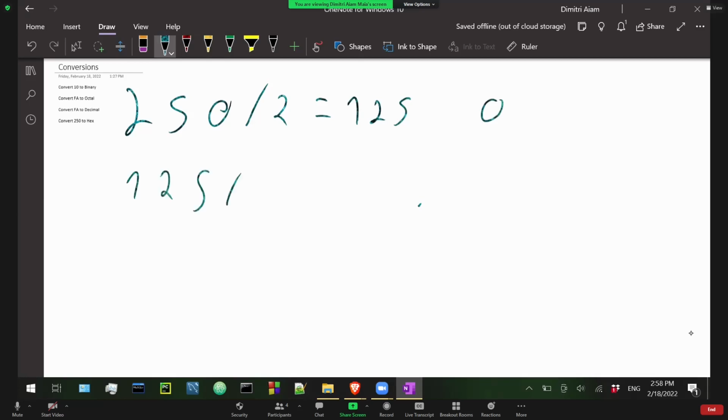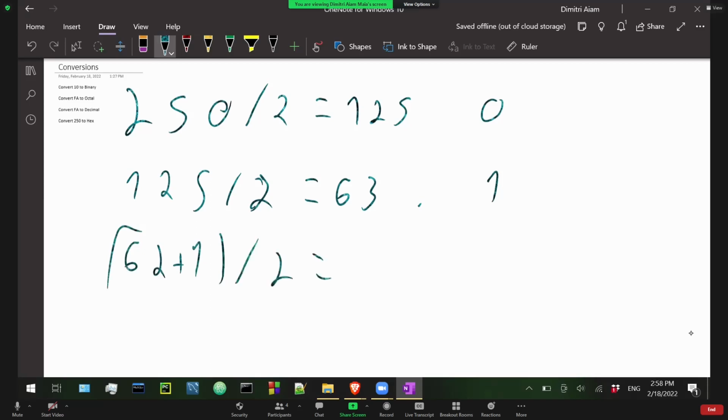125 divided by 2 equals 62, remainder 1. Then 63 is a way for you to never get lost in this: writing 62 plus 1, divided by 2, equals 31, remainder 1.